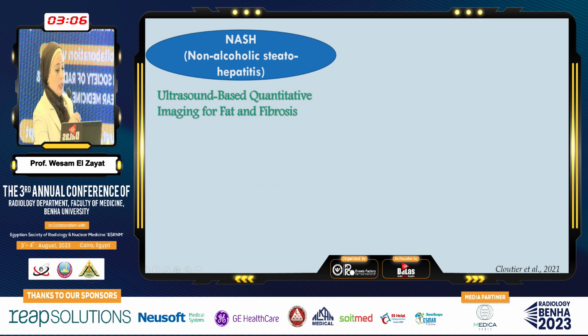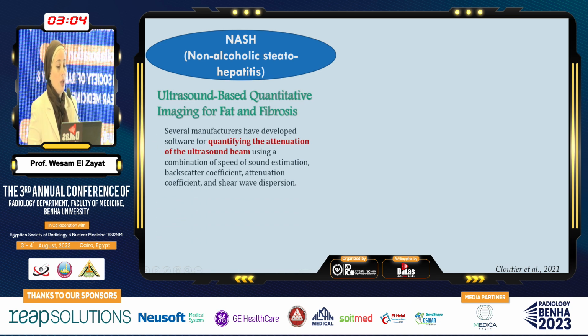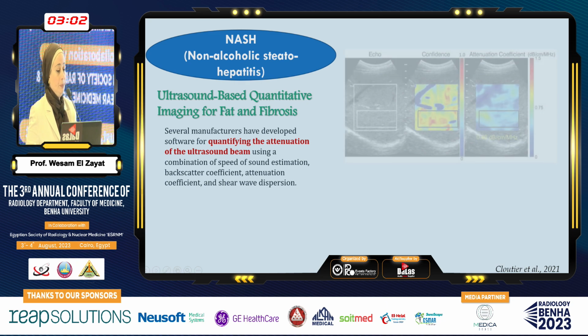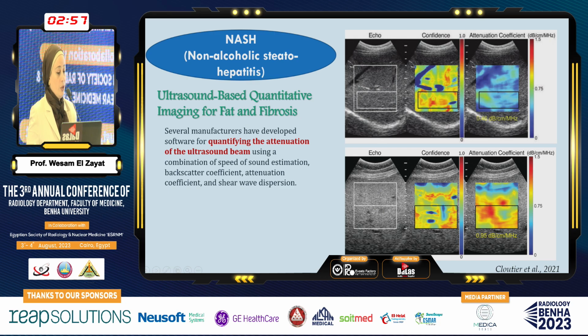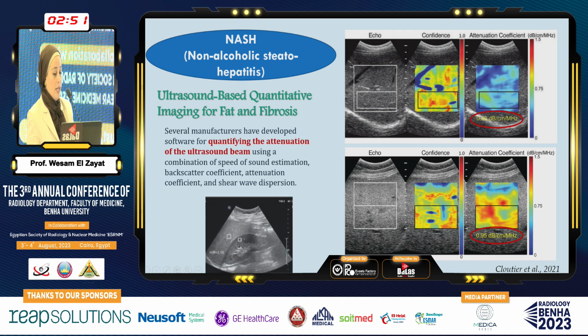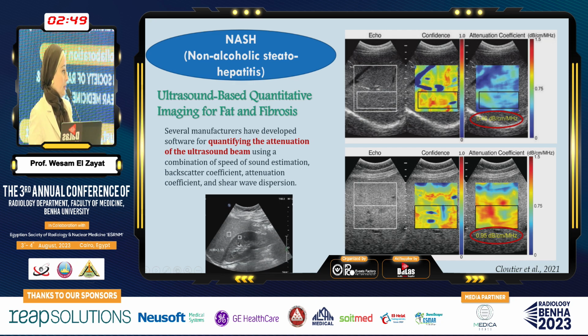We use ultrasound-based techniques for quantifying the attenuation of the ultrasound beam. This is a normal child and a child with fatty infiltration. You can see, of course, the difference in echogenicity reflected in the attenuation coefficient, as well as the hepatorenal index, the difference between the liver and the kidneys.